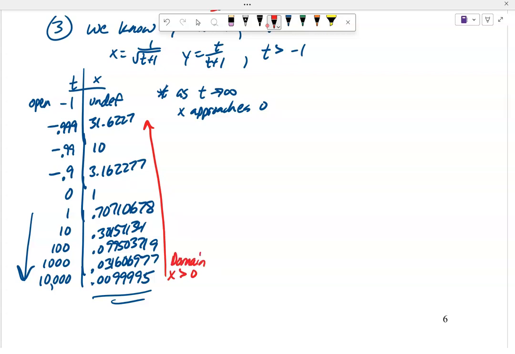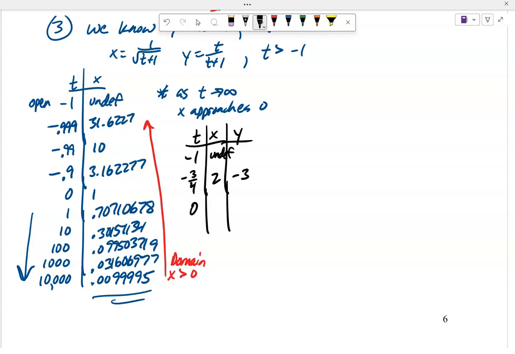Okay. You could also plot a few more points. Remember, we know this is a parabola reflected about the x-axis and bumped up 1. We know at t being -1, we're undefined, but we could throw in a few other points. Like -3/4 would spit out 2, and -3 for the y. Throw in 0, we know gives that 1 for x. It'd give a 0 for y. 3 would be a good one, because I get a half here, and I get 3/4 for the y.